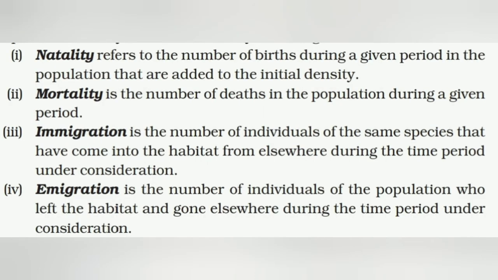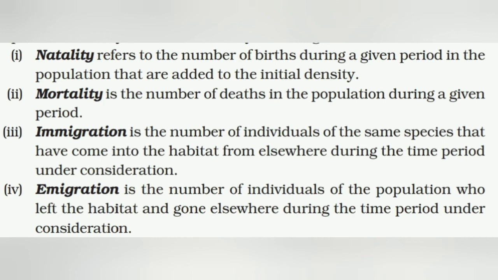First is natality. It refers to the number of births during a given period in a population that are added to the initial density. Addition is done. Mortality is the number of deaths in the population during a given period, so it will be minus. Immigration is the number of individuals of the same species that come to the habitat from elsewhere during the period under consideration, so it will be addition. Emigration is the number of individuals who left the habitat and gone elsewhere during the time period under consideration. So it will again be subtracted.